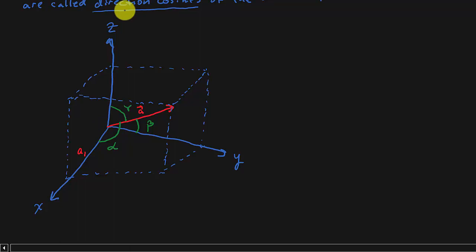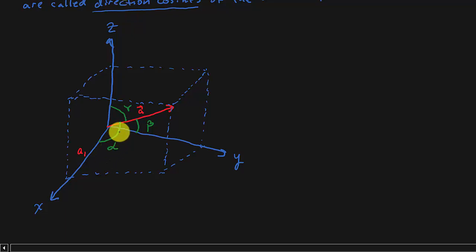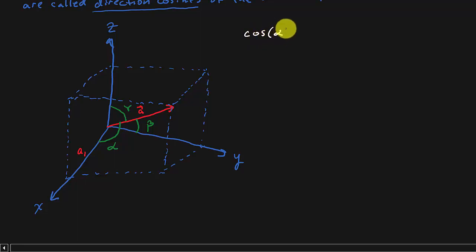All right, so let's look at this. What is the angle between vector A and alpha? I'm sorry, the angle between vector A and the x-axis. What would that be? Well, that is equal to what? Cosine alpha is equal to what? Vector A, right? We need the dot product of A and what?